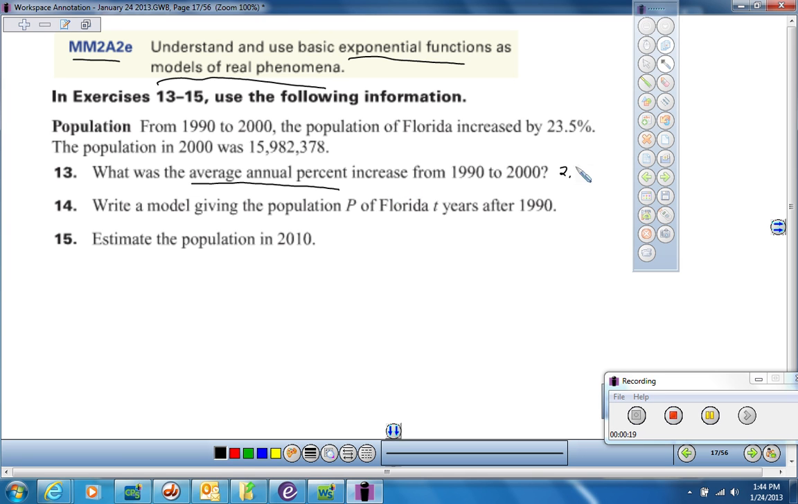That should be 2.13%. And so you're not going to have to use this number. You'll use this as your percent increase. So 2.13% is the average annual increase. Also, I'm going to have to give you a little bit more information.